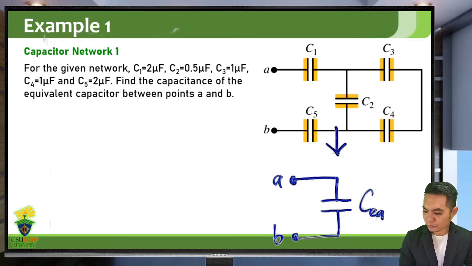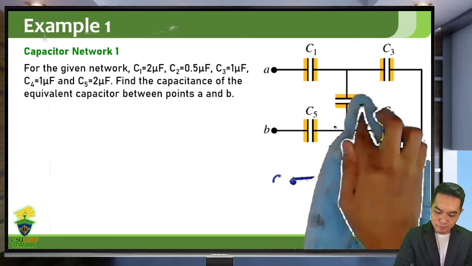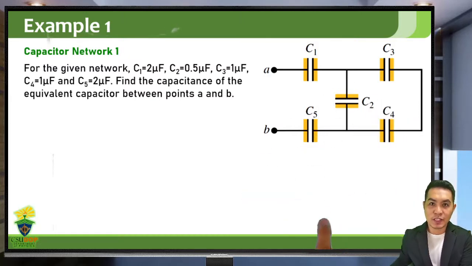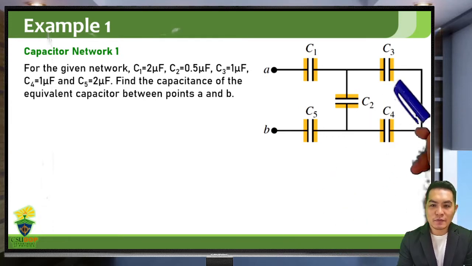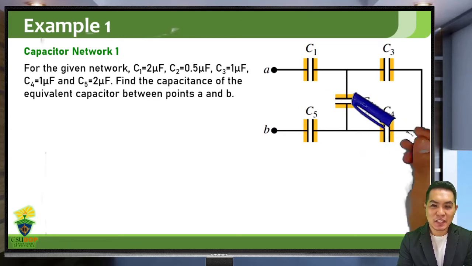Similar to what we did last time, before we can proceed to that final form, we need to first identify the basic series and parallel connections. From this figure, we see that C3 and C4 have a series connection. What is the connection between C1 and C2? It's neither parallel nor series.